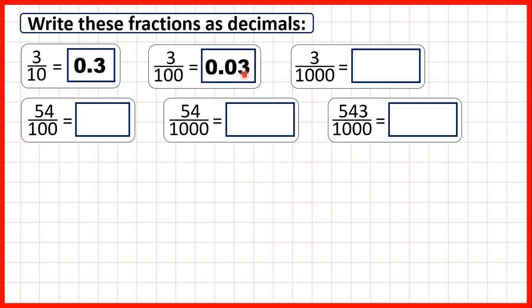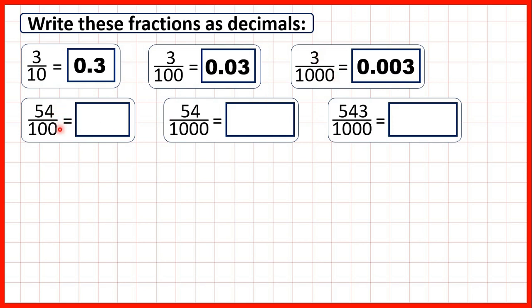0.03. That's because the second digit after the decimal point is the hundredths digit, and we have 3/100ths, so we need a 0 in our ones but also in our tenths to show that the 3 is in the hundredths place value column. Now we have 3/1000ths. That's 0.003 because the third digit after the decimal point is the thousandths digit, and we have 3/1000ths, so we need zeros in our ones, tenths and hundredths to show that the 3 represents 3/1000ths.